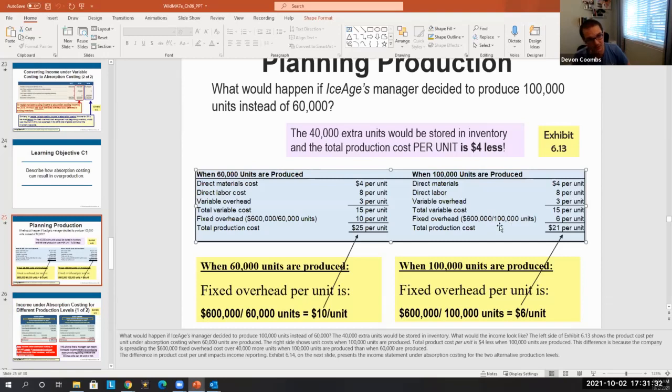It's $6 per unit. So if this manager gets paid to reduce the costs per unit, he's incentivized to build more units under the absorption costing, because he gets to hide more of those fixed overhead costs or attribute more of those fixed overhead costs into the units. But you can't get away with that in variable costing, right? Because the fixed overhead is excluded, to your point, Saeed. So good observation. Does that make sense?